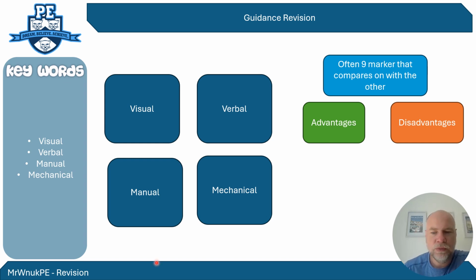Hi everyone, and we're going to focus today on guidance revision for GCSE PE, and we're going to be looking at the 4 different types of guidance. You've got visual, verbal, manual and mechanical guidance.